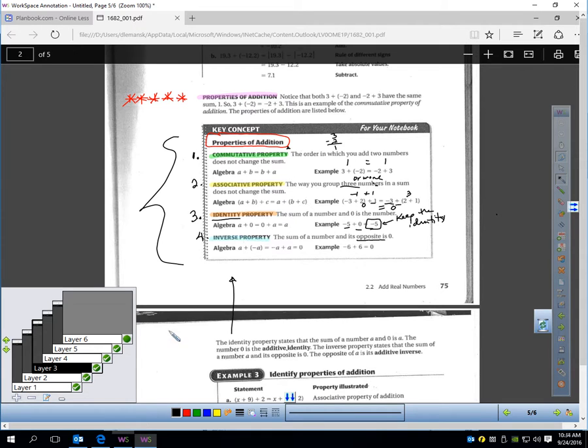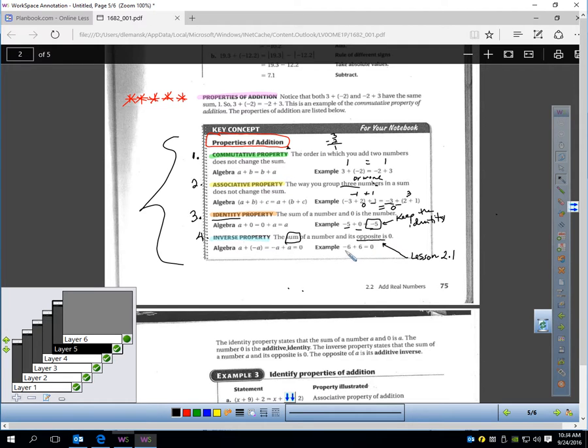Finally, the fourth property of the group is the inverse property, okay? The inverse property says the sum of a number and its opposite is 0. Now, opposite is a term from lesson 2.1. Remember, numbers that are opposites, one would be positive, one would be negative. They're both the same distance from 0, okay? This is saying if I add a number and its opposite, I should get 0.